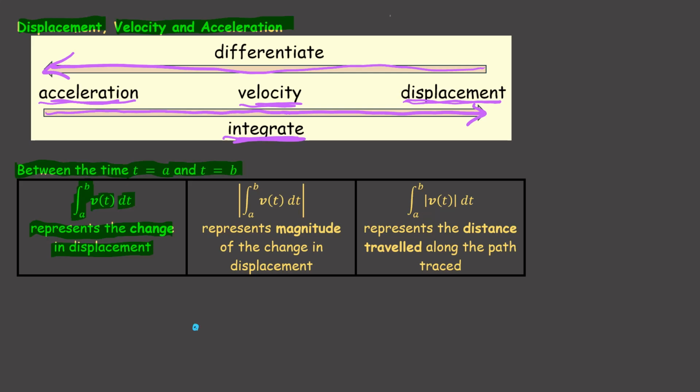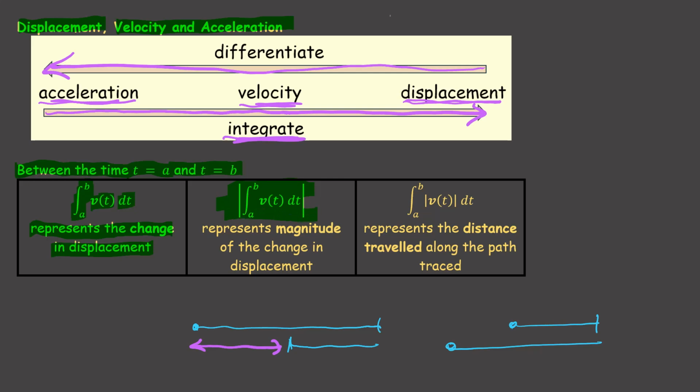Now remember, let's say your thing starts here, and then it goes out to this point and comes back a bit. The change in displacement is this here, which could be positive or negative, depending on where the object starts and finishes. So if it started here, went out and came back here, that displacement would be negative. Therefore, if you take the modulus of that, that represents the magnitude of the change in displacement. So it will give it to you without the sign.